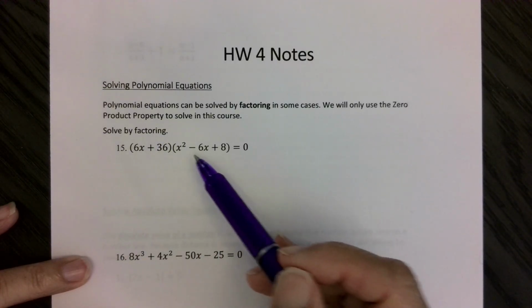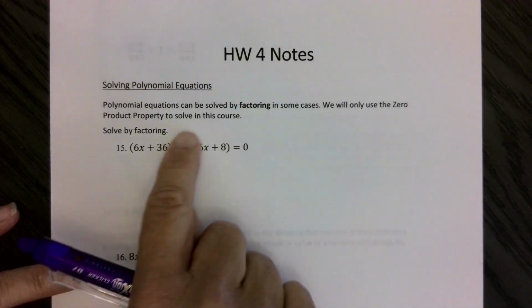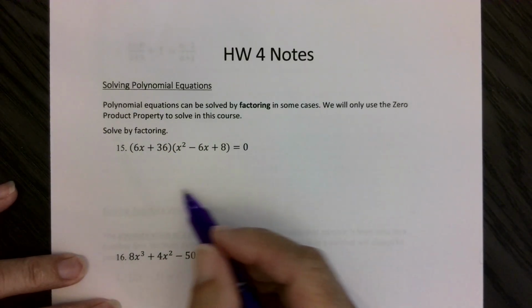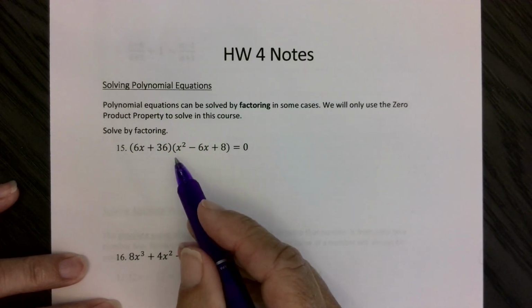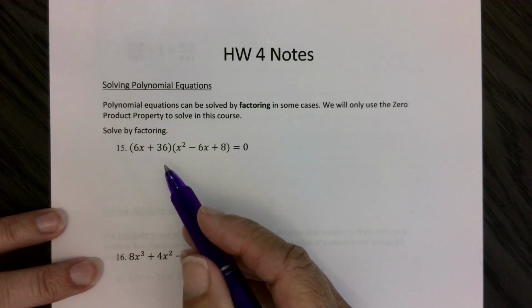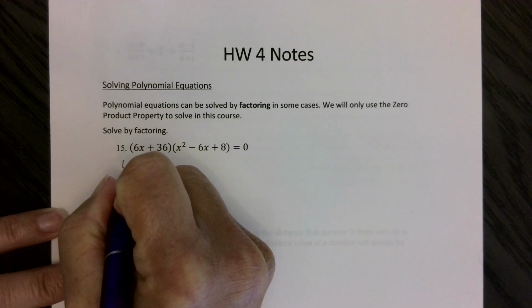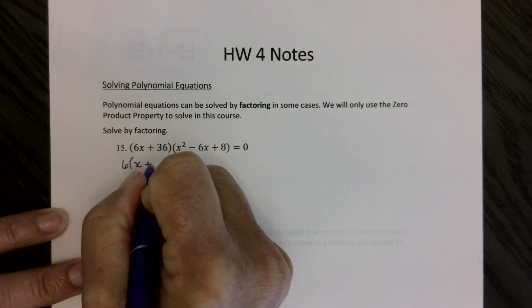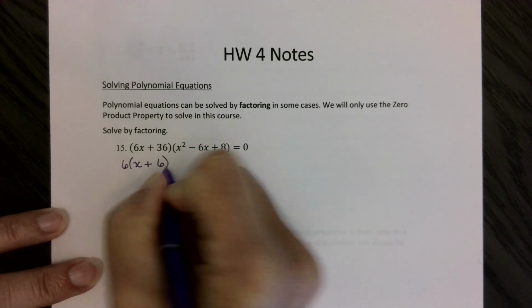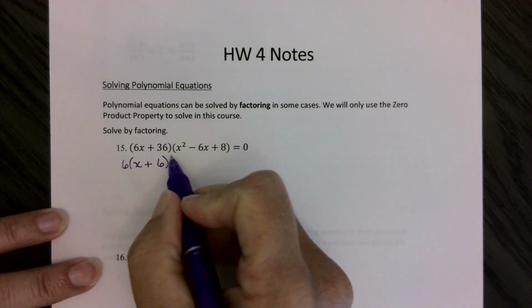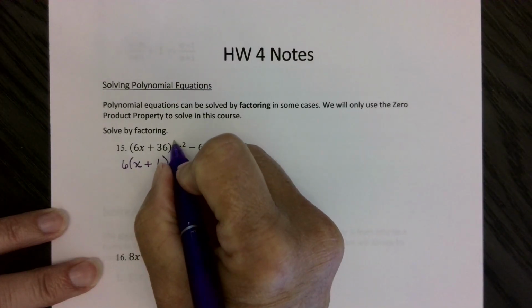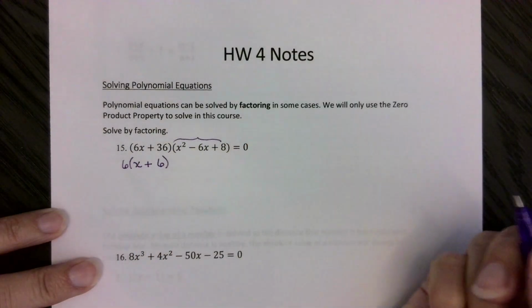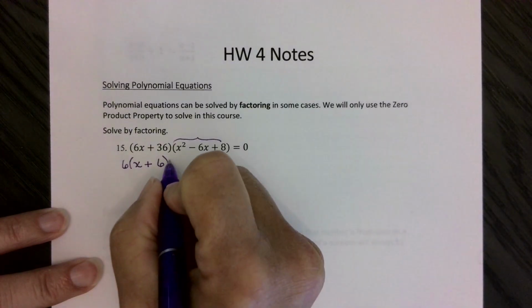Right here, it looks like it's factored, but both factors can factor further. So I'm going to factor out a 6 here, and I'm left with x plus 6. Okay. This part right here, you can factor that further.